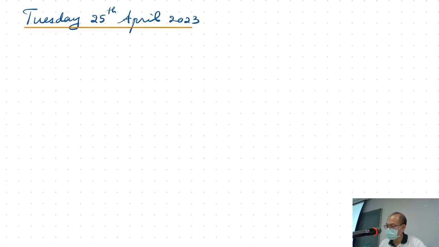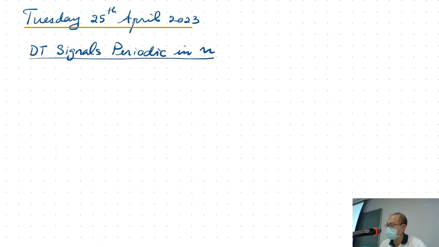So let's start with signals that are periodic in n. Discrete time signals. We're talking about discrete time signals, by the way. Discrete time means DT. DT means discrete time. Periodic in n. Actually in time, but now time is an integer, right? We're not talking about time per se. We're talking about a sequence actually.